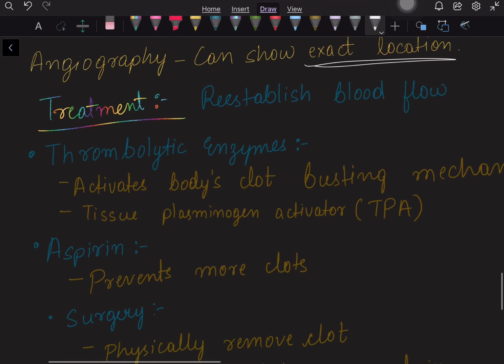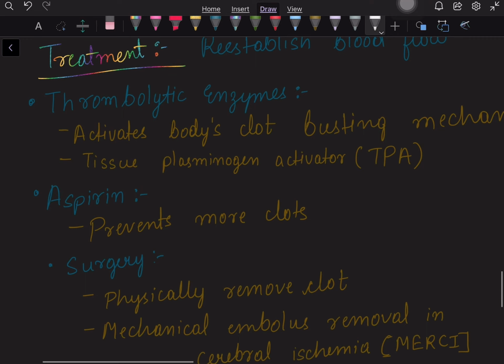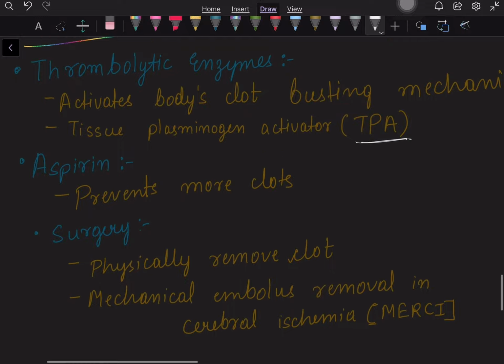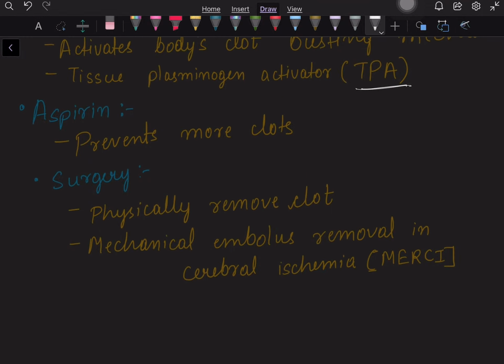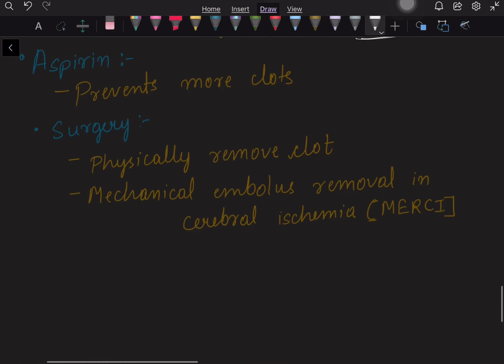The treatment, of course: when there is a stroke, there is a blockage, so the treatment is to re-establish the blood flow. How can we do this? By giving thrombolytic enzymes that activate the body's clot-busting mechanism, or tissue plasminogen activator, that is the TPA. Next is aspirin, which prevents more clots. Surgery can be done by physically removing the clot, or by mechanical embolus removal in cerebral ischemia, called MERCI.